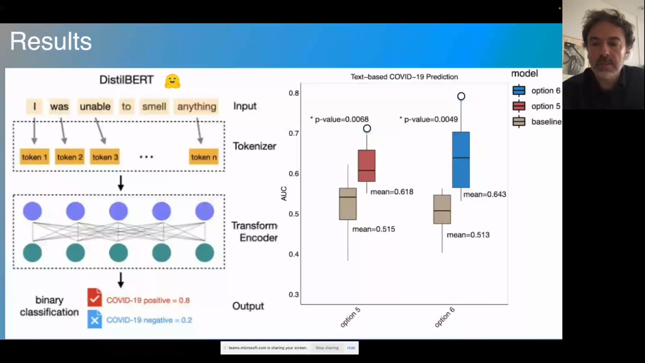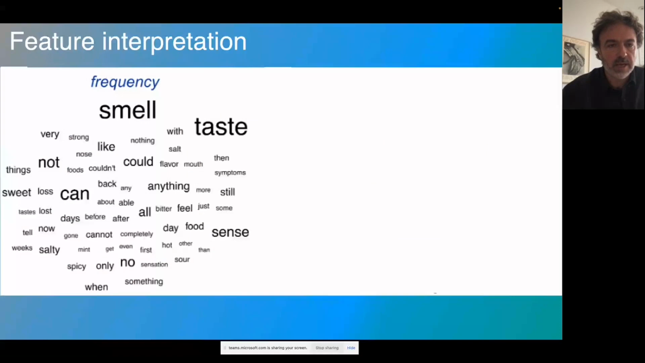And then, of course, option 6, where people have no symptoms and have no COVID, is easier to predict than people that have symptoms but don't have COVID, right? So the model seems to work. And so now what's interesting is you can look at the feature interpretation, and this is the frequency of words that people use to describe their sensation. As you see, a lot of things are smell, taste. So the bigger the word, the more frequently it is used.